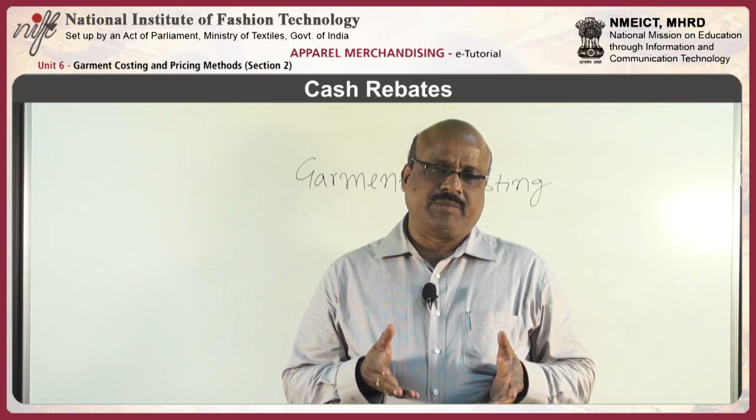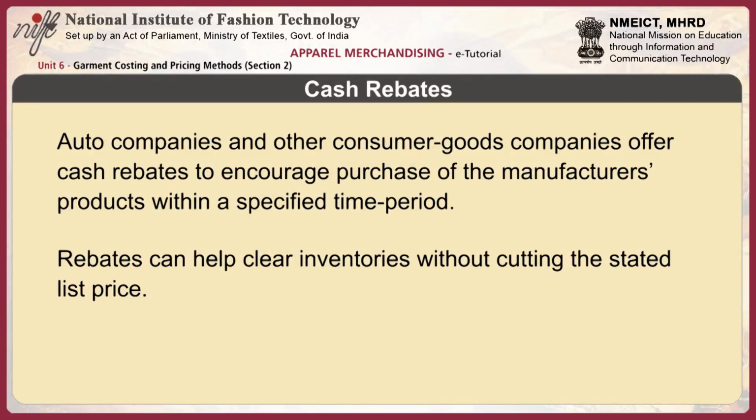Then comes cash rebates. Auto companies and other consumer goods companies offer cash rebates to encourage purchase of the manufacturer's products within a time period. So if you are buying those products within the stipulated time period, you will get a cash rebate. Rebates can help clear inventories without cutting the stated list price. So rebates will help to clear the inventories.